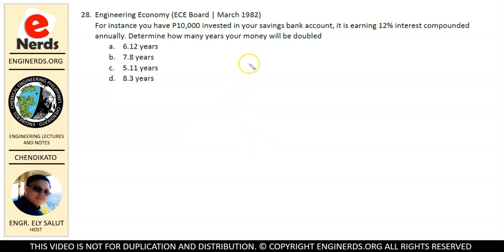So our equation here will be F is equal to P times 1 plus i to the n. Ginamit na rin natin to sa earlier parts ng ating set A problem. So we have to take note, nagdoble yung ating ininvest dito. So that means our F will be equal to 2P, which is our principal. So substitute natin yan dito sa ating equation.